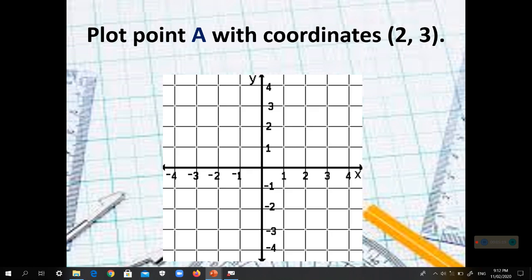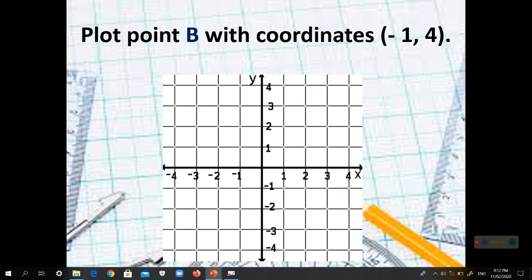Okay, so it is said in this slide that you are going to plot point A with coordinates 2, 3. So as I've said, start at the origin, then look at the value of your x. So we have here 2. And then your y is positive 3. Their point of intersection will be the place of point A. Okay, so I hope you get it.